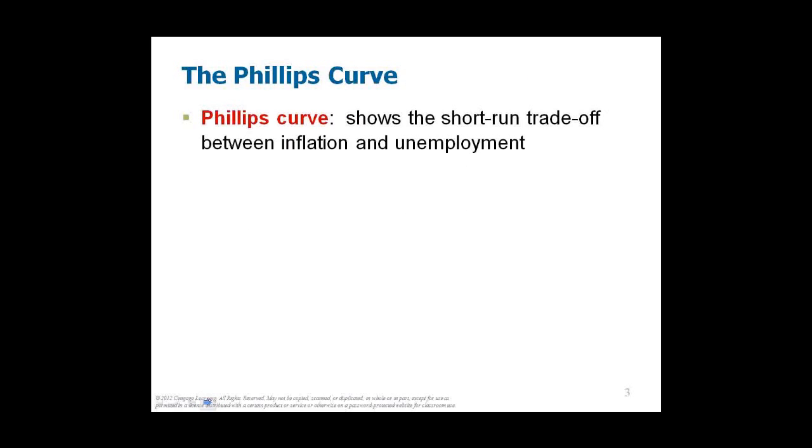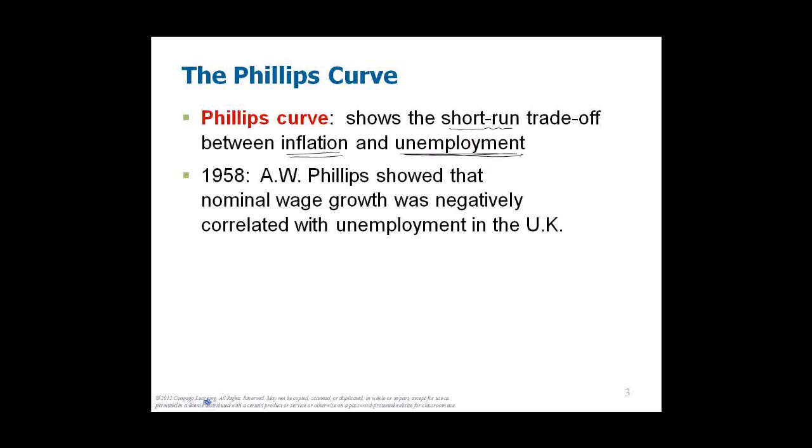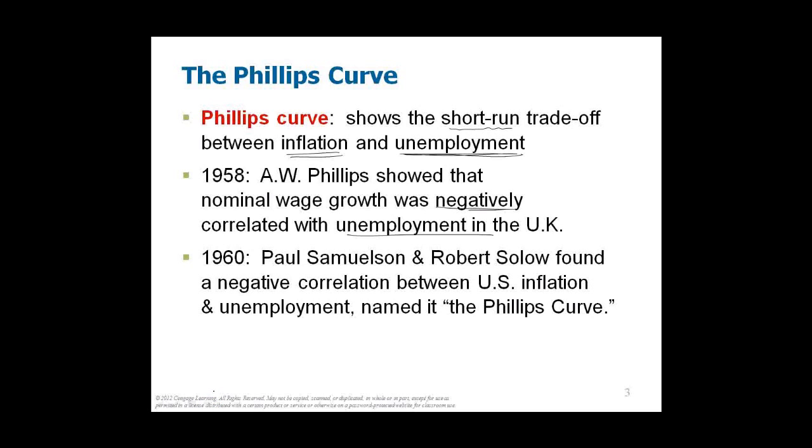Today, we're going to learn the Phillips curve. And the Phillips curve shows us the short run, key term there, short run trade-off between inflation, that is the increase in the price level, and unemployment. A little history: in 1958, Phillips showed that nominal wage growth was negatively correlated with unemployment in Britain. And then in 1960, two famous American economists, Samuelson and Solow, and some of you may have done your projects on them this past fall, found a negative correlation again between US inflation and unemployment. And as an homage, they named it the Phillips curve.